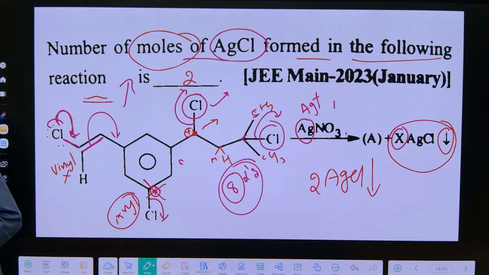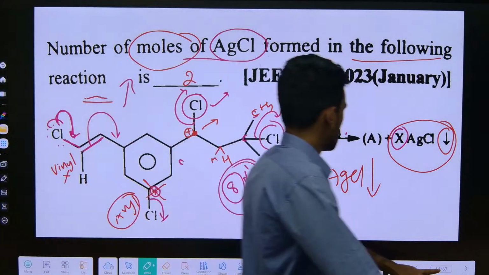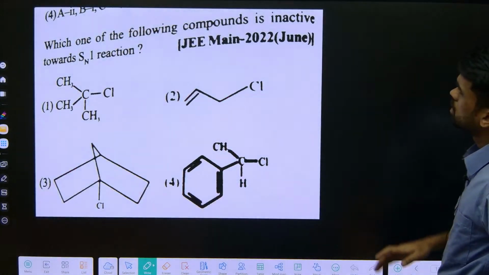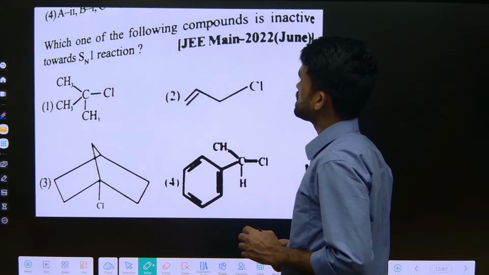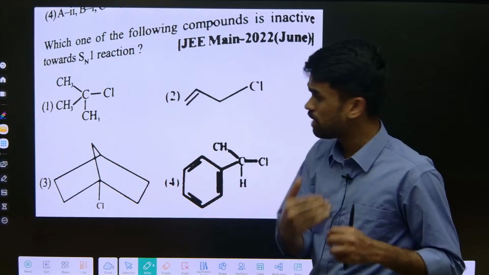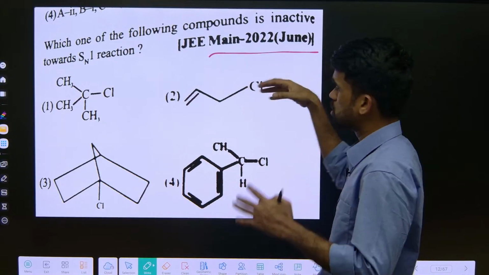Right. Let me give you a few more examples here. Look at this. Which of the following compounds is inactive towards SN1 reaction? So let's just try from your side. This is a JEE Main question. So try from your side.